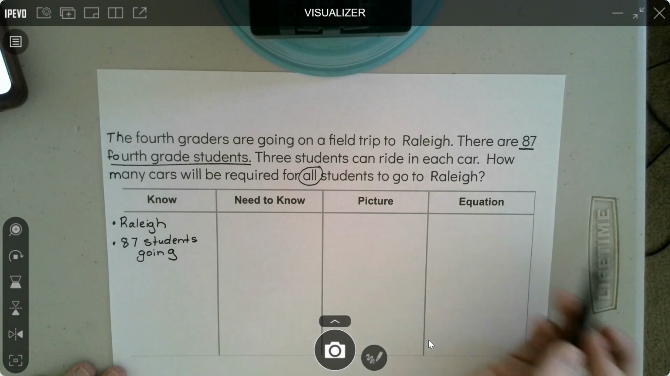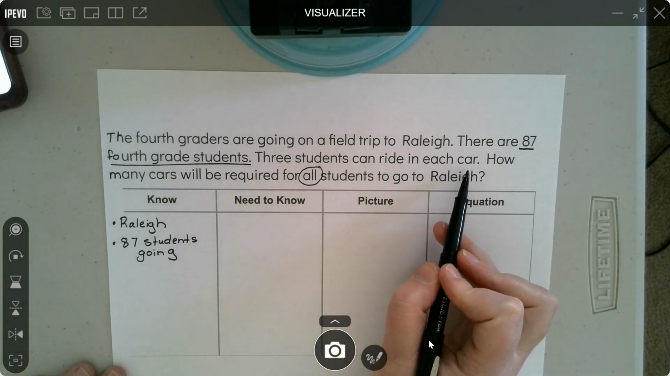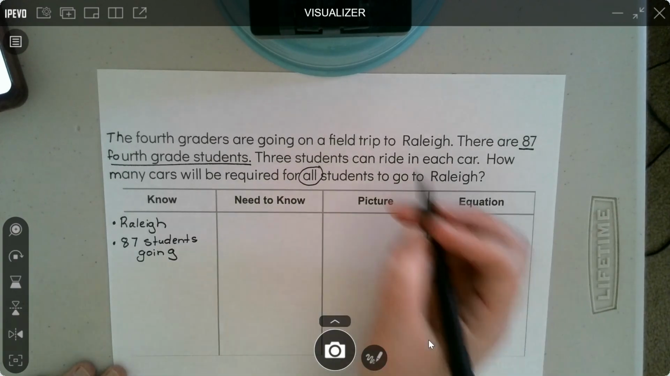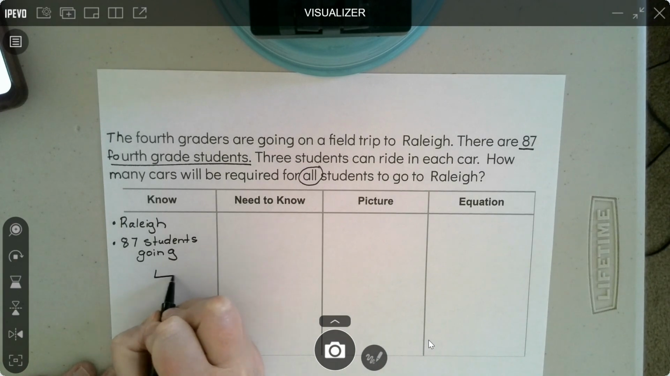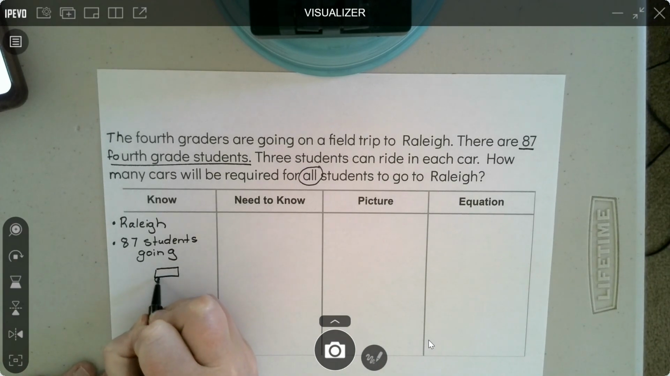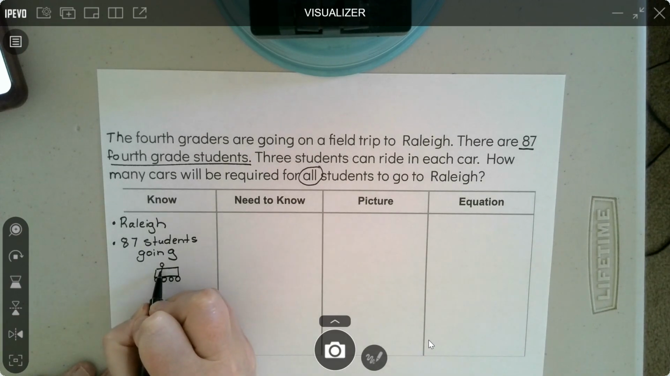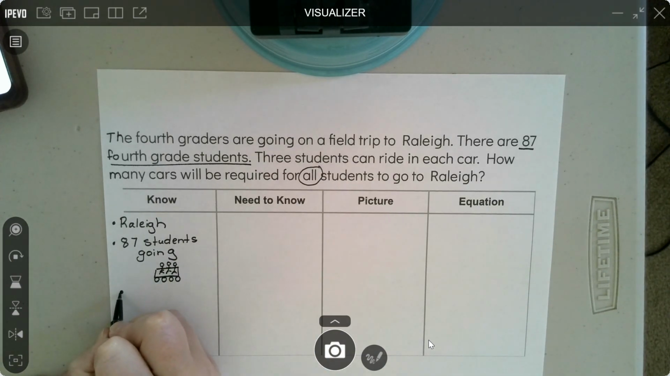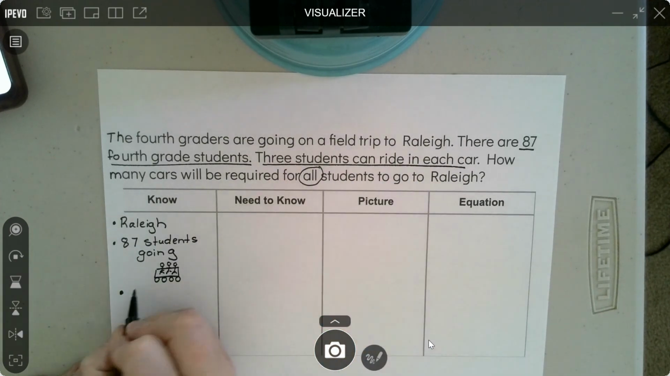Let's look at the next sentence. 3 students can ride in each car. All right, stop right there. I'm actually visualizing this. I'm seeing a car. Of course, there's the driver, but that's not what I'm counting right now. I see a car with 3 students inside of it. So I know there are 3 students in each car.